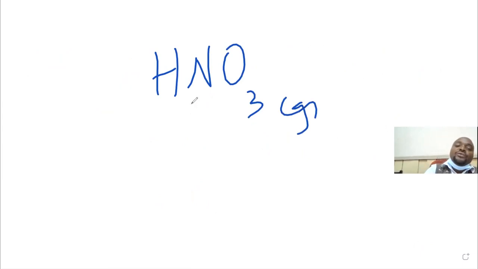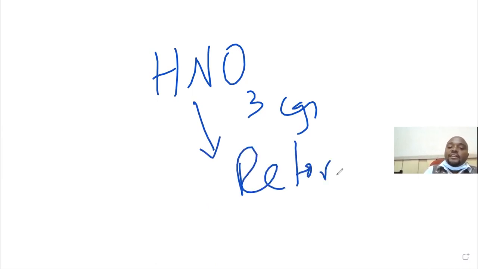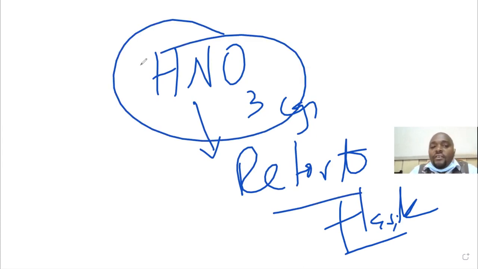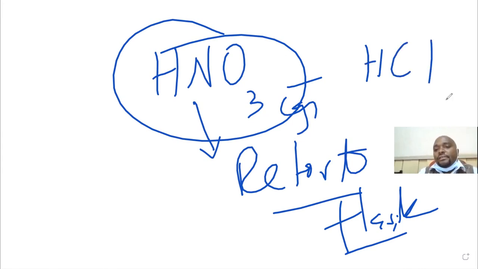And here the apparatus which you use is a retort flask. Not another flask, a retort flask, because this nitric 5 acid gas is a very strong oxidizing agent. Very strong oxidizing agent. You went ahead again and prepared hydrogen chloride gas.